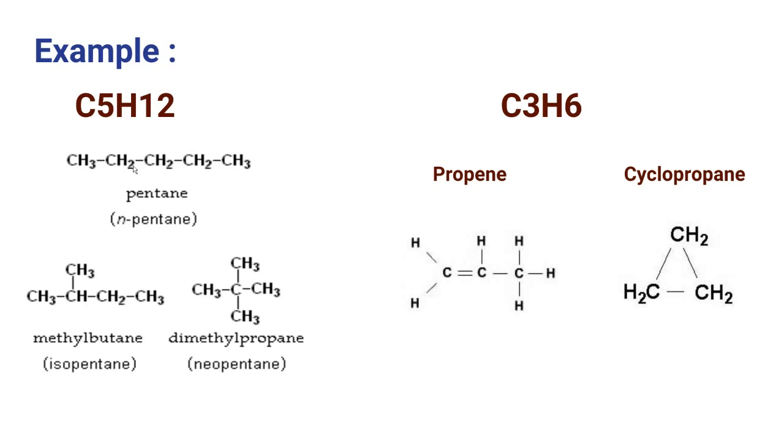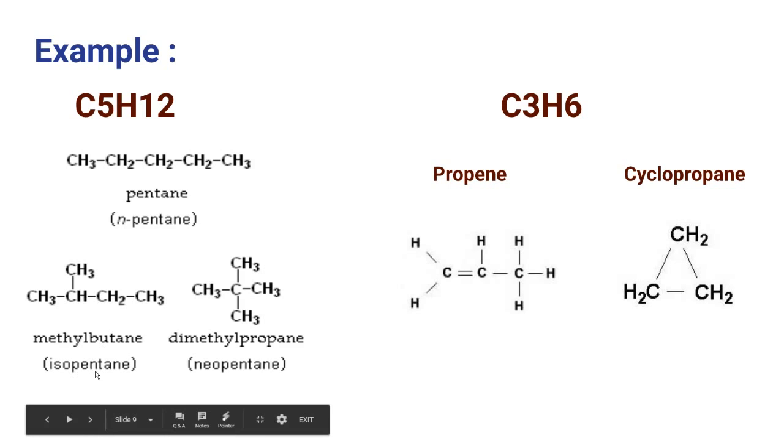This is normal pentane, as the carbons are connected in a series from one to the other in a straight chain. But this is methyl butane, as the longest chain consists of 4 carbons, 1, 2, 3, 4, and a methyl group is attached on the second carbon. So this is methyl butane, and it is also known as isopentane, as this is an isomer of pentane, and it also has 5 carbons.